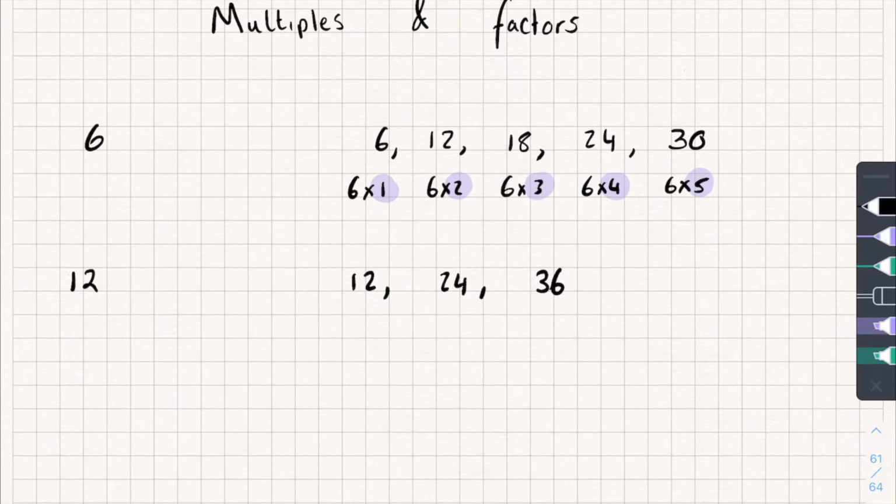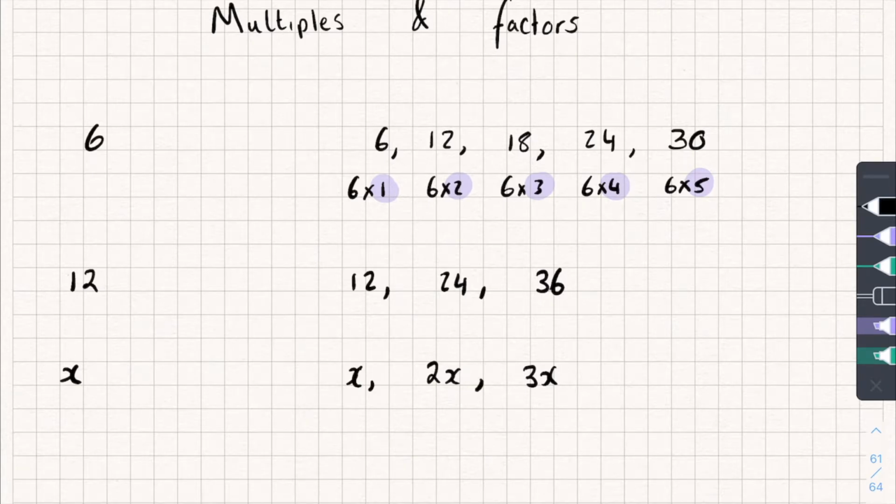Now, it doesn't just have to be a number we're looking at. It could be something like the first 3 multiples of x. Well, to do that, the first multiple is x multiplied by 1, which is just x. The second one is x multiplied by 2, and 2 times x is just 2x. And 3 multiplied by x is just 3x. So that's it. Multiples are really simple, nice and easy.